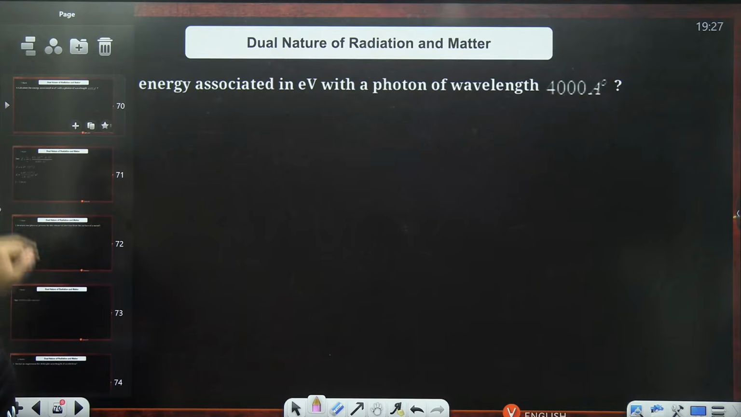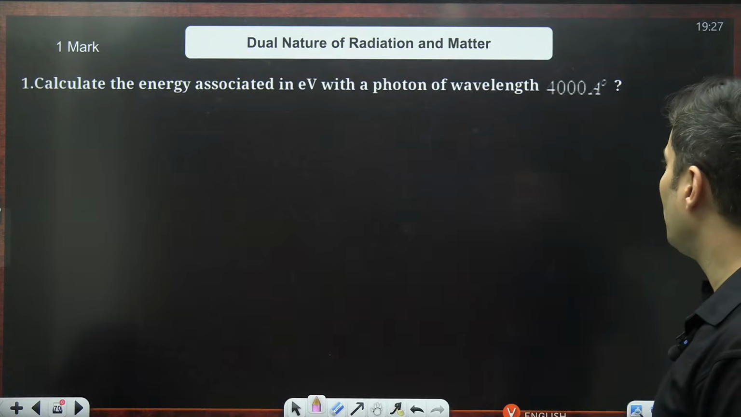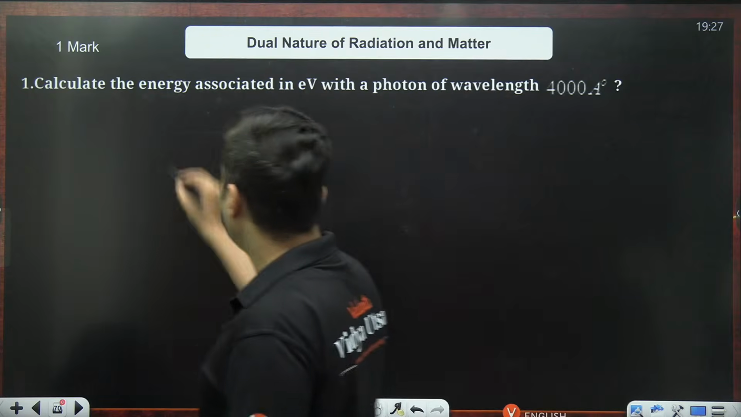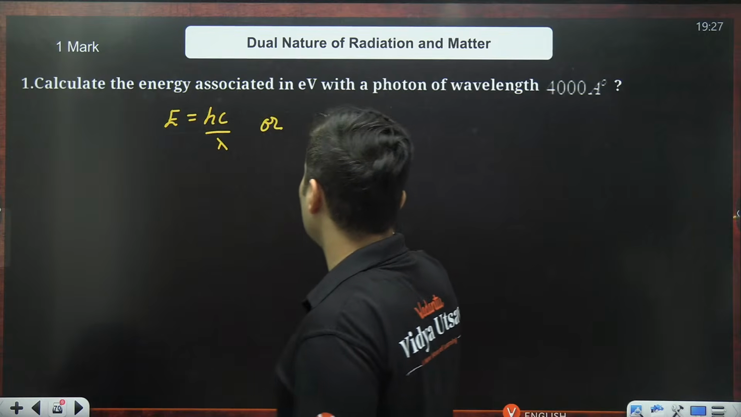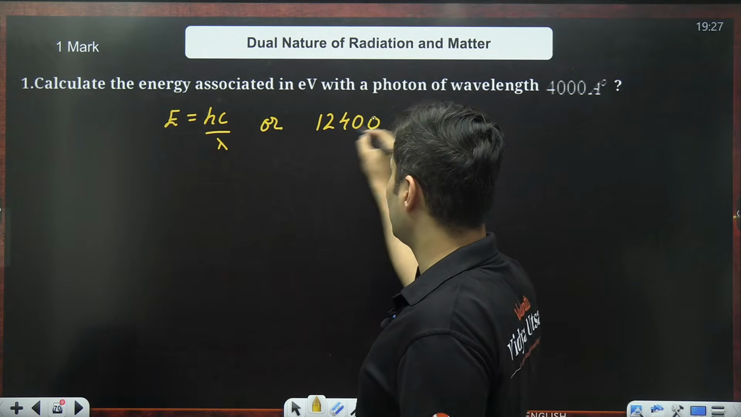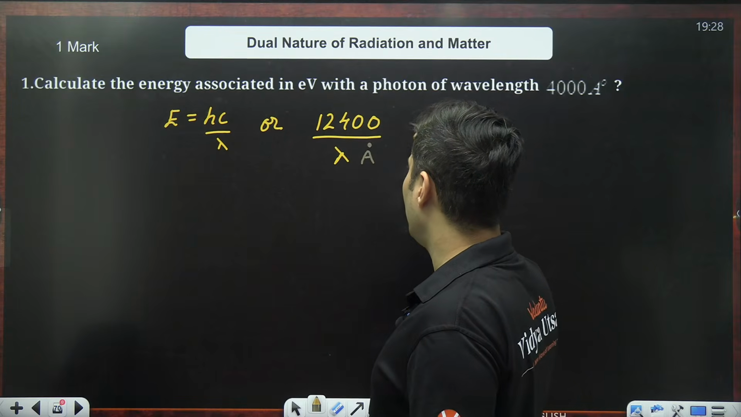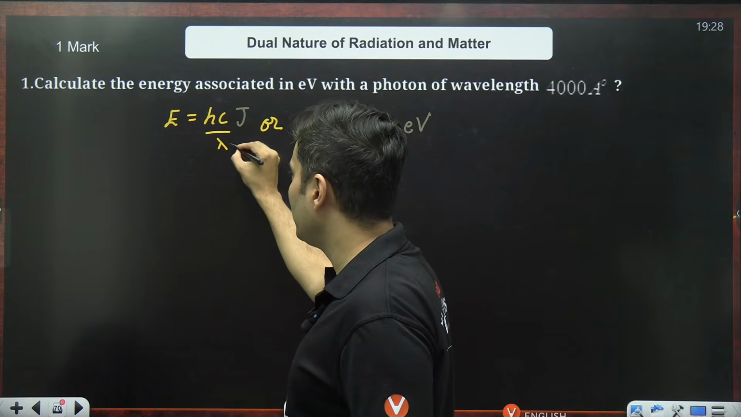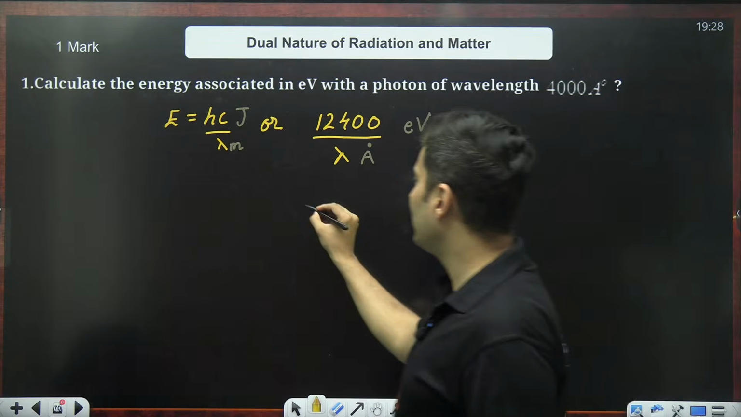All right. Calculate the energy associated in electron volt with a photon of wavelength 4000 Angstrom. Guys, there is a direct formula instead of using hc by lambda. Yes, you can use hc by lambda, or you can use 12400 by lambda, provided this wavelength is in Angstrom, and the final answer you will get is in eV. Here the answer you get with hc by lambda is in joules because the wavelength is in meters. So that is the formula. If you remember, you can get the answer directly.